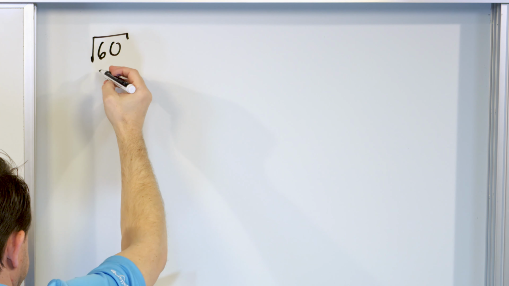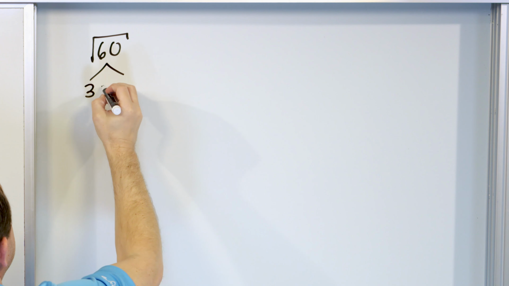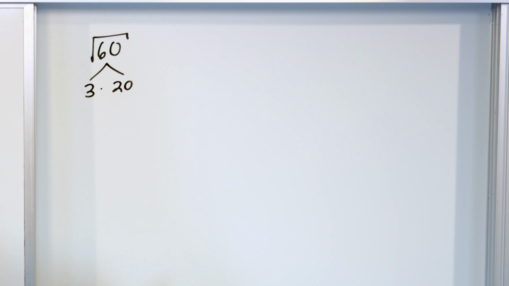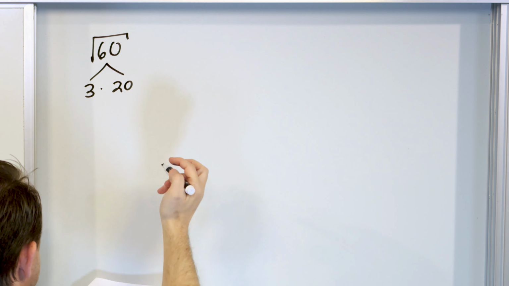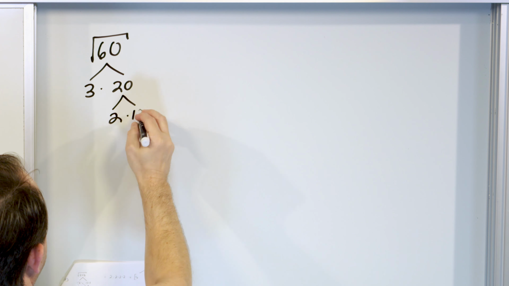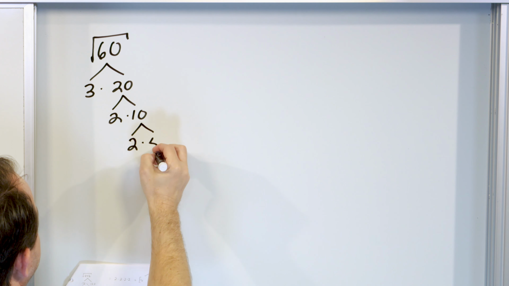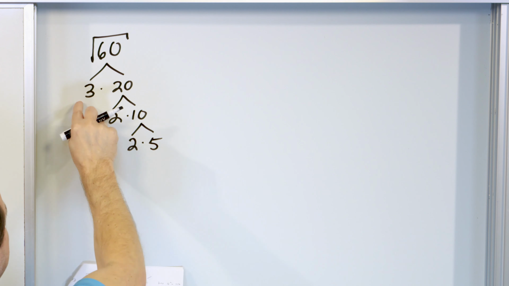What times what gives me 60? There's lots of different things. I could do 6 times 10, for instance, but I'm going to do 3 times 20. That's going to give me 60. The 3 is prime, so I'm done with that. But the 20 can be written many ways again. I'm going to do it as 2 times 10. The 2 is prime, so I'm done with that. Now the 10 can be written as 2 times 5. And now I'm done because I have prime numbers in the bottom everywhere.